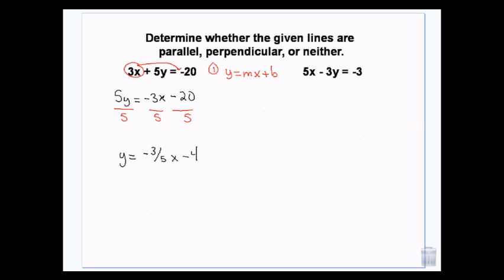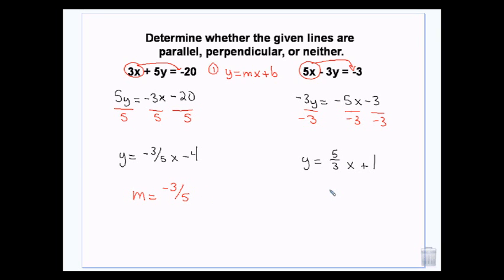Then I'm going to do the same thing on this side. I'm going to move this x over. And I get -3y is equal to -5x minus 3. Divide everything by -3. And I get y is, okay, negative over negative gives me a positive, so I have -3/5. And here I have +5/3.